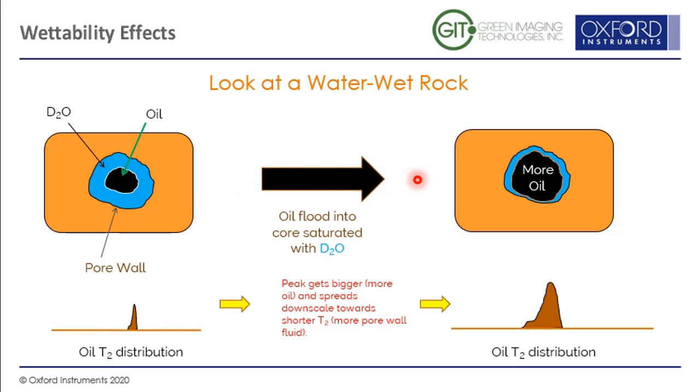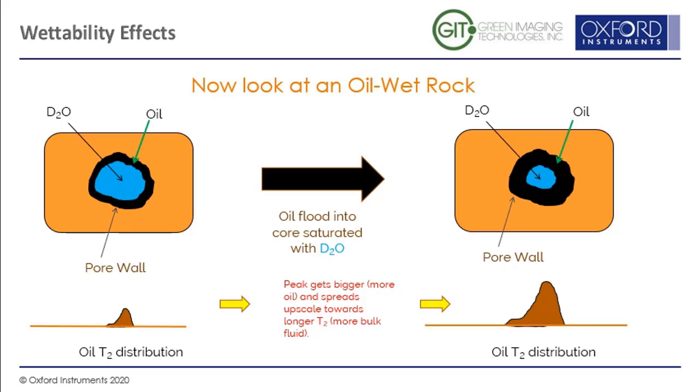As we push more oil into the rock during the flood, the oil peak increases because there is now more oil, and starts to spread out towards lower T2s as the oil approaches and begins to interact with the pore walls. In conclusion, for a water-wet rock, the oil distribution peak gets larger and spreads left towards shorter T2s.